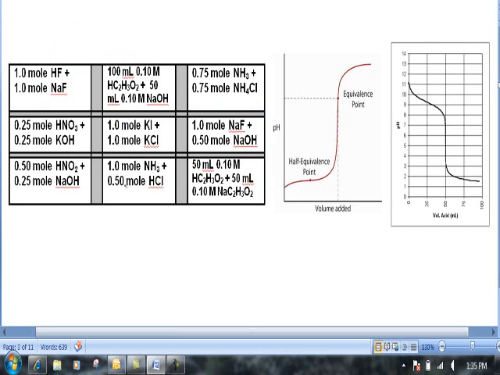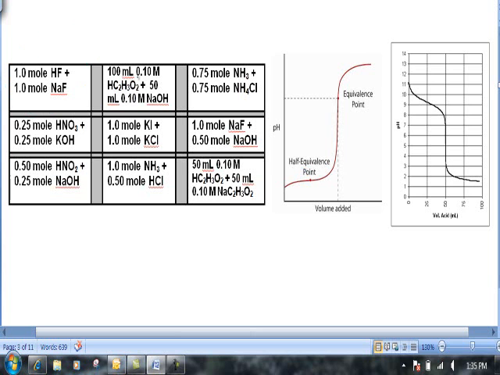Here are some examples to see if they make a buffer. Let's examine this first one. We have 1 mole of HF and 1 mole of sodium fluoride. That's a 1:1 mix of weak acid and salt. That would place us right here on our titration curve, which is well within our buffering region. This is something that would create a buffer.